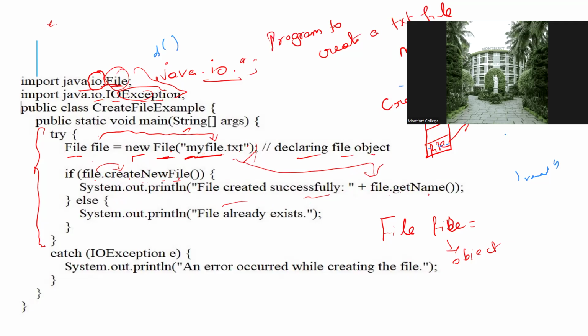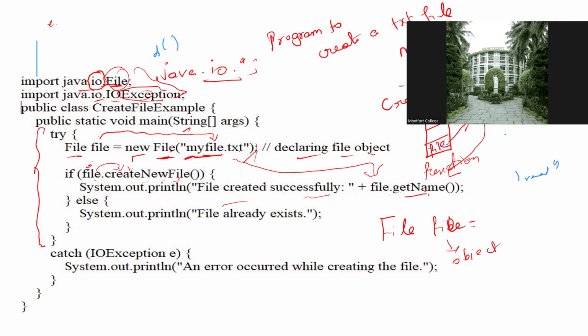So createNewFile means, see, the object file is going to interact with createNewFile. That createNewFile is going to create myfile.txt. So in the memory, this file will be created, and this object is pointing to this one. So file.getName means the name of the file, that will be displayed here. getName is the function.